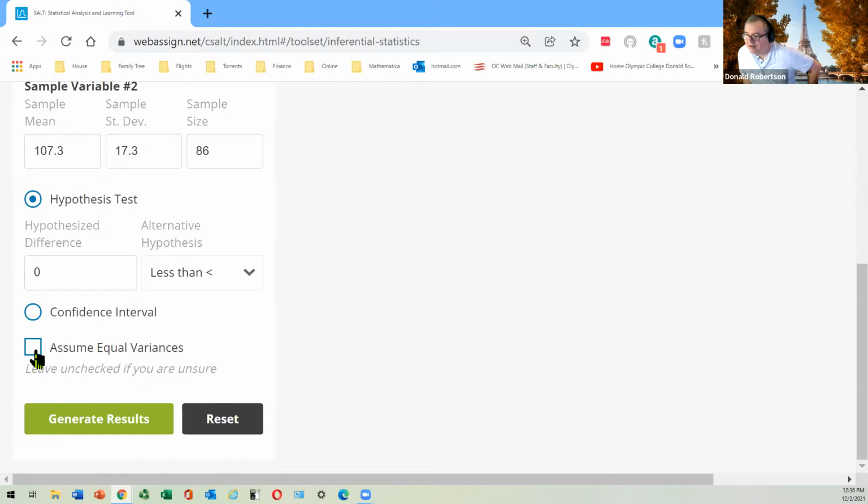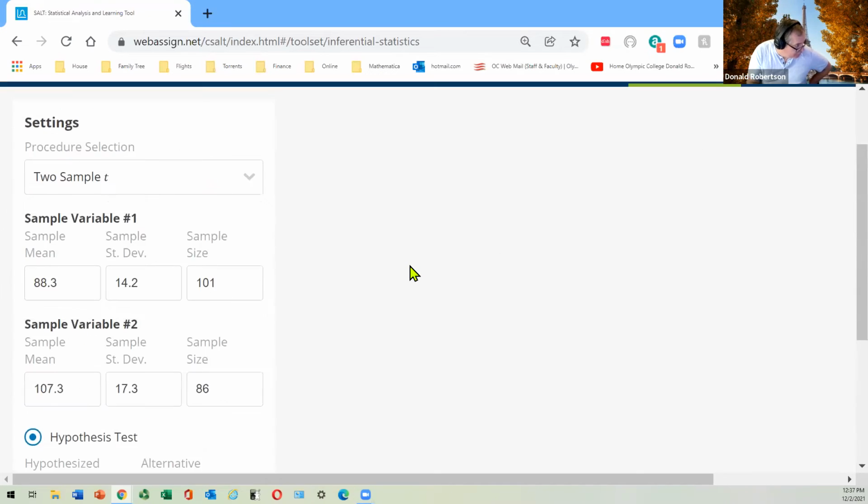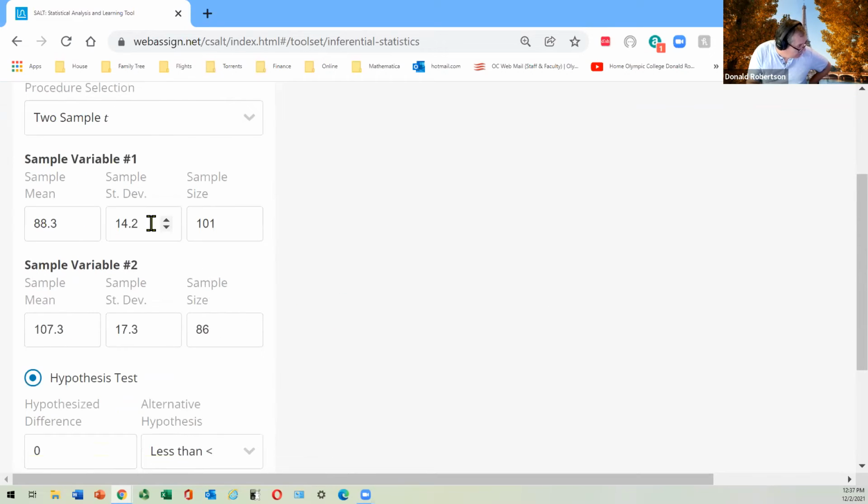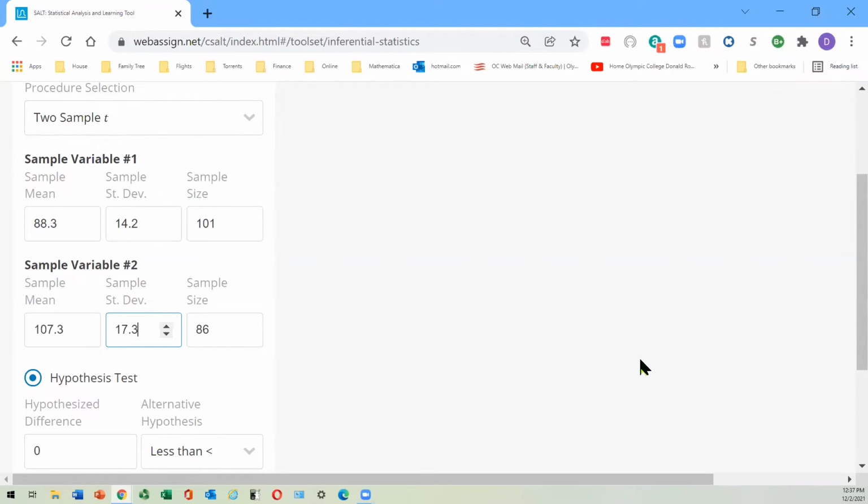Have you remembered that they sometimes use the word pooled data? You've seen that phrase. The only time you should click on that equal variance box is if the question says the data is being pooled. If you see a phrase like that, click on that box. The other situation is if the two standard deviations are virtually the same. They might not be exactly the same, but one of them can be 14.7 and the other one can be 14.9. That's close enough. Then you can hit that box.